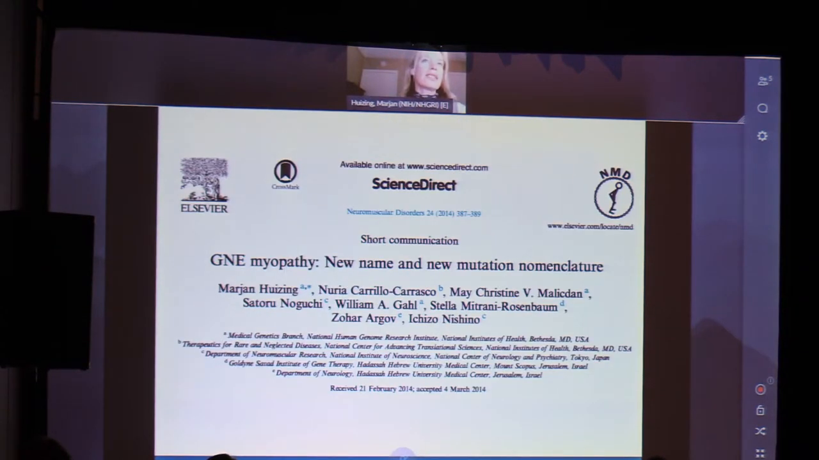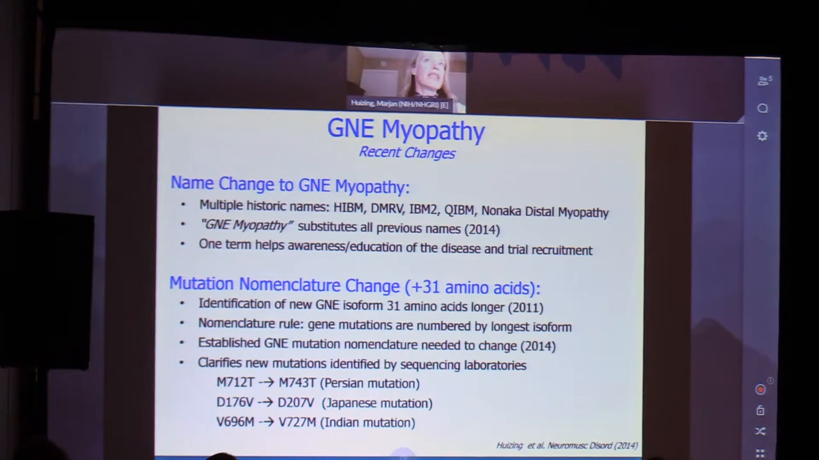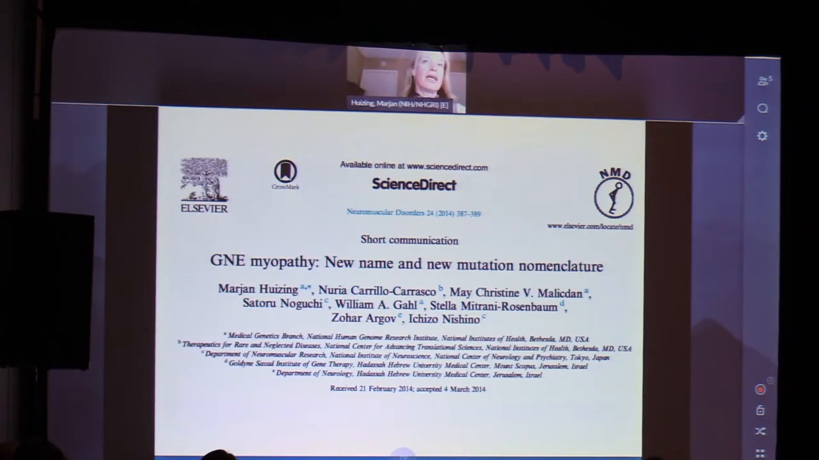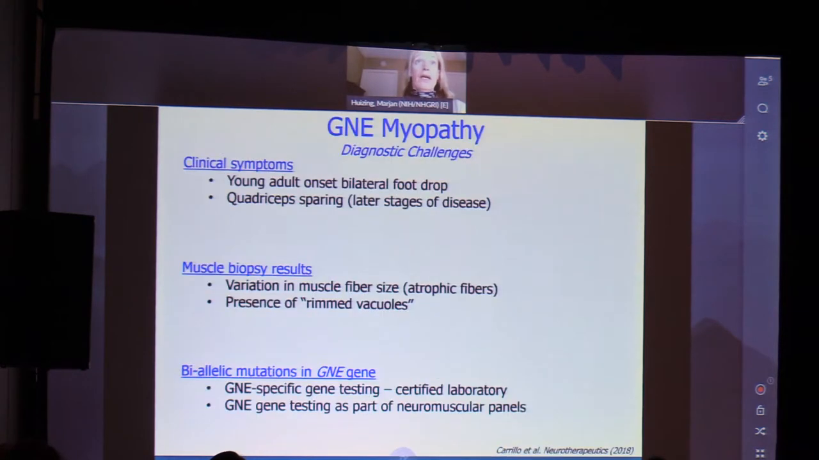So this is an example of the importance of a consortium to establish the name change and the nomenclature change. We established this in 2014, and I believe this publication is in your meeting package today. Then a little bit about the GNE myopathy diagnosis. There are quite some diagnostic challenges.